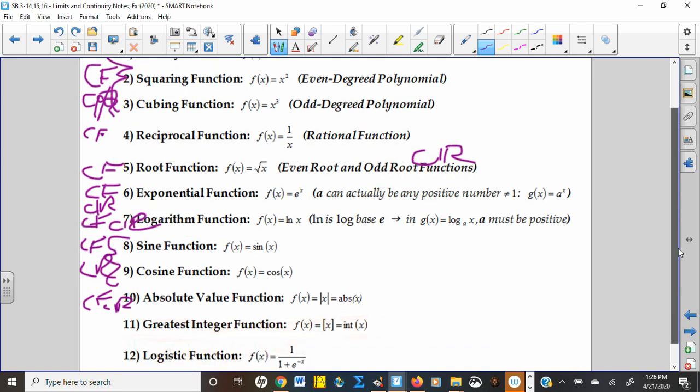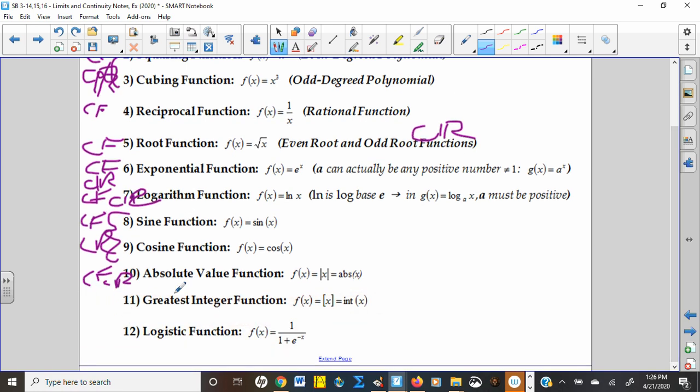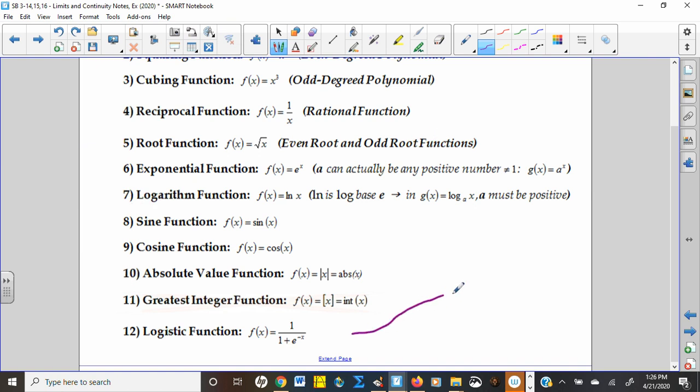Greatest integer function. See, this is the one, not continuous. It has a domain of all real numbers. The domain is all real numbers. But every time there's an integer, we have a jump discontinuity, don't we? So that's the odd man out. Logistic function is continuous, but we don't play with that one very much, do we?